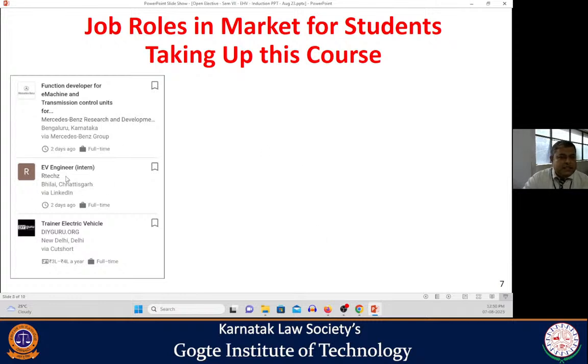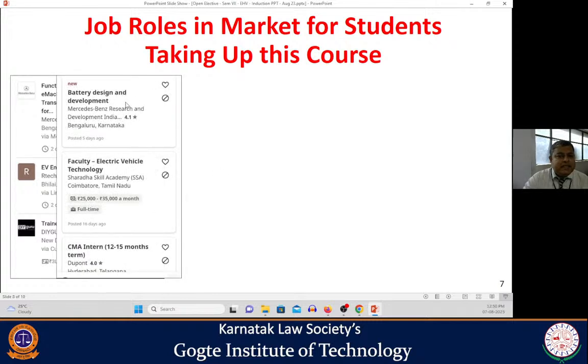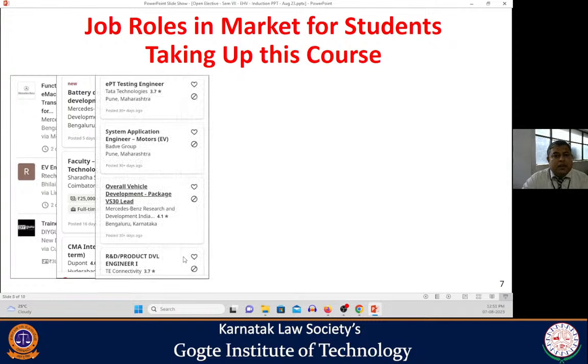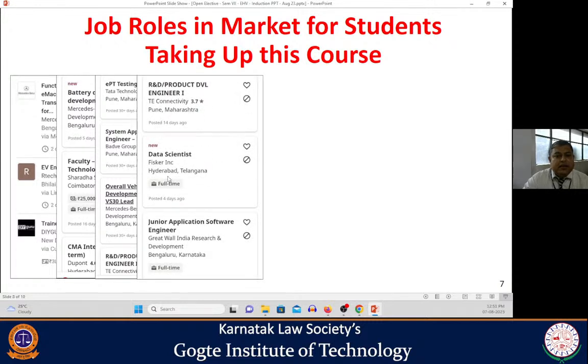It is EV engineers, function of transmission control. So this is mechanical. Trainer in electric vehicles, battery design, faculty. So in teaching also there is good scope, because companies are requiring trainers. Electrical engineers, EC and other people can be trainers. You can find EPT testing engineer, system application engineers, motors, overall vehicle development package, R&D. And then R&D data scientist, this is for CS and IS people.